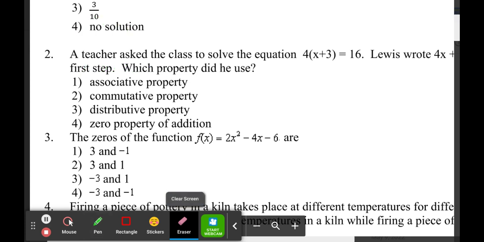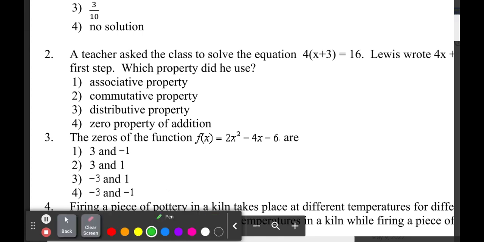Number 2, a teacher asked the class to solve the equation 4 times x plus 3 equals 16. Lewis wrote 4x plus 12 equals 16 as his first step. Which property did he use? So I'm just going to rewrite it because I can barely see it.